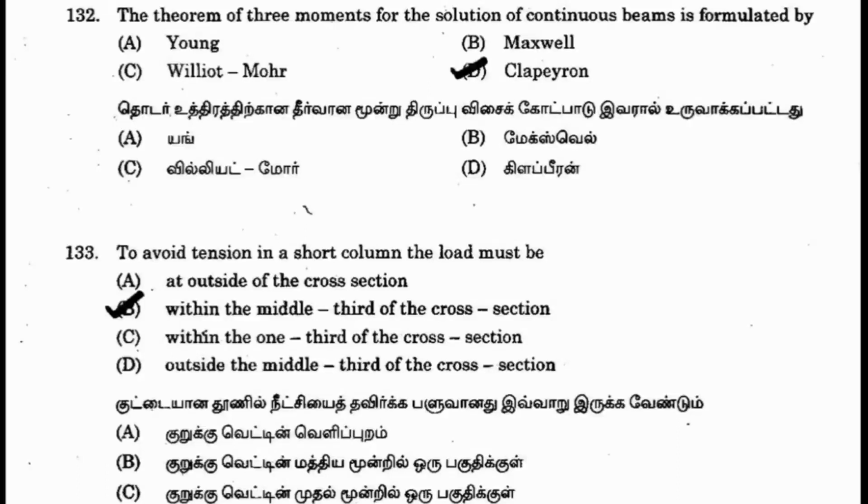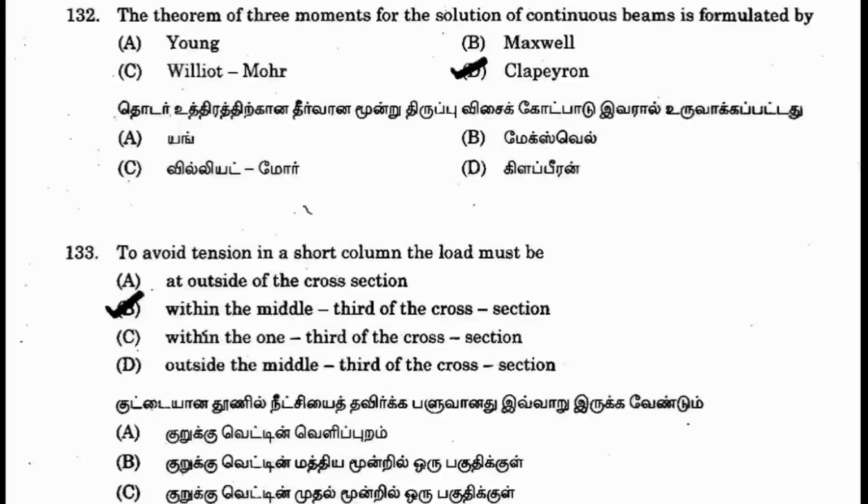Question 132. The theorem of three moments for the solution of continuous beam is formulated by Clapeyron. So the answer itself is Clapeyron's theorem only, we call it the three moment theorem. 133. To avoid the tension in a short column, the load must be where? It is within the middle third of the cross section.